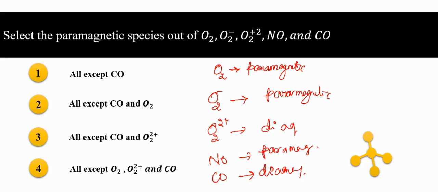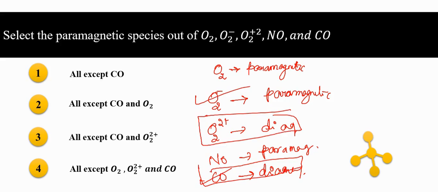And CO is diamagnetic. Okay, diamagnetic species. So which is the correct answer? Select the paramagnetic species out of this. So all except CO and O2 2 plus. These two are diamagnetic. So which option is correct, students? Third option is correct, because CO and O2 2 plus are diamagnetic. Rest of the species are paramagnetic in nature.